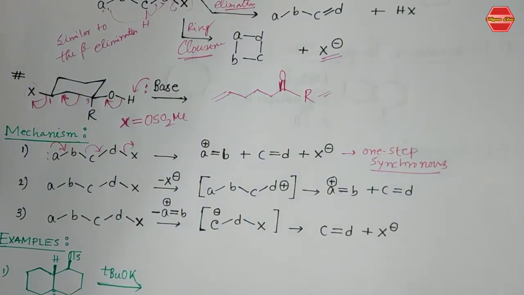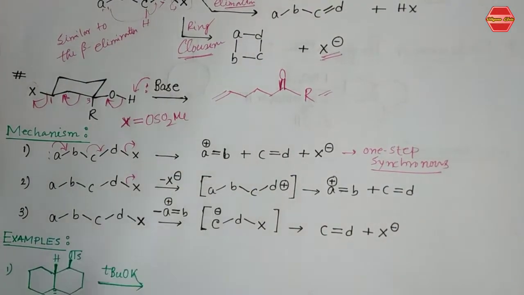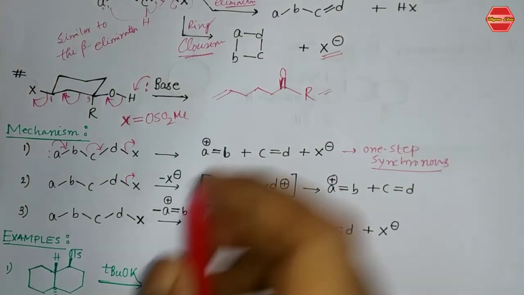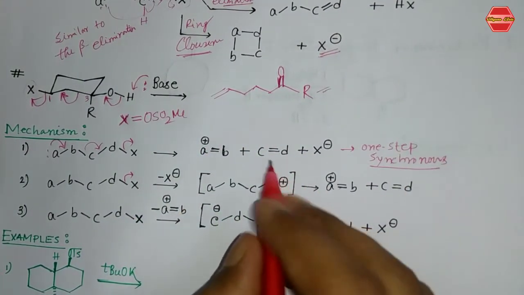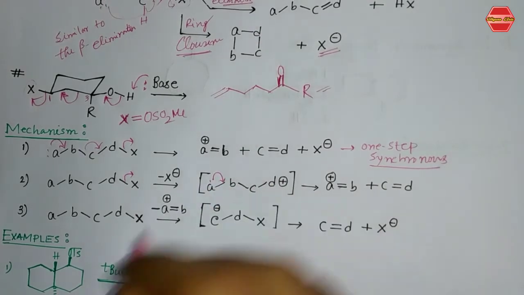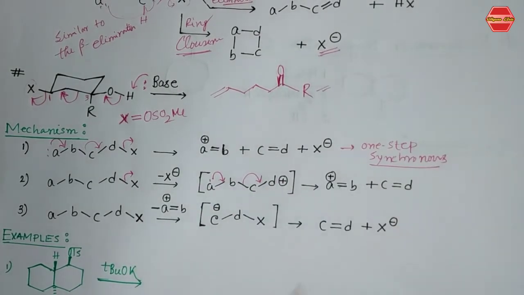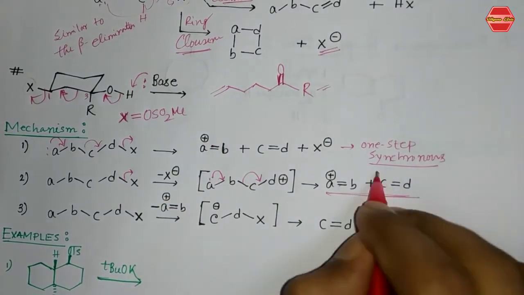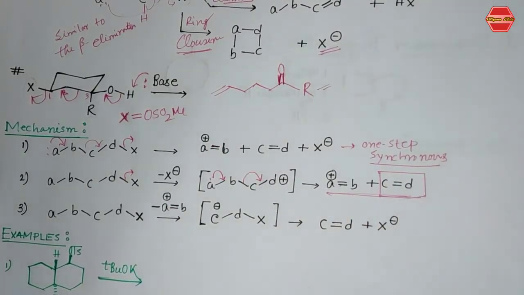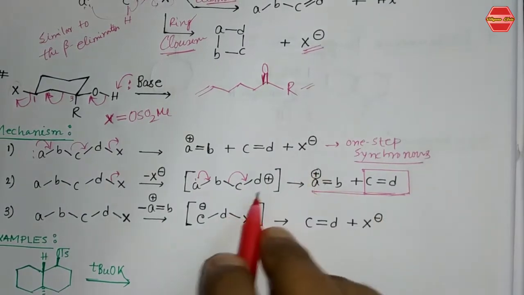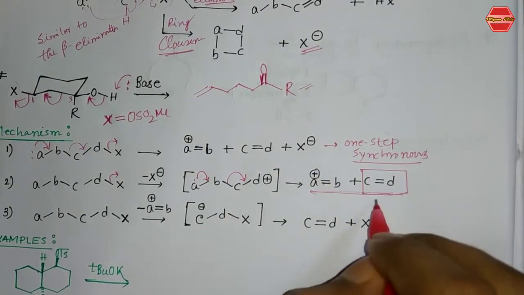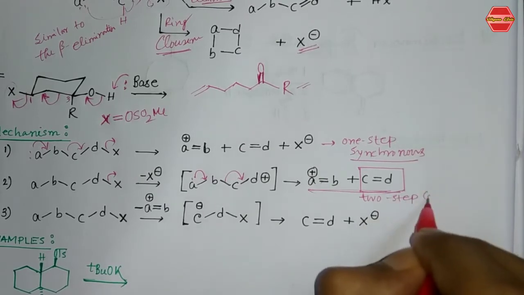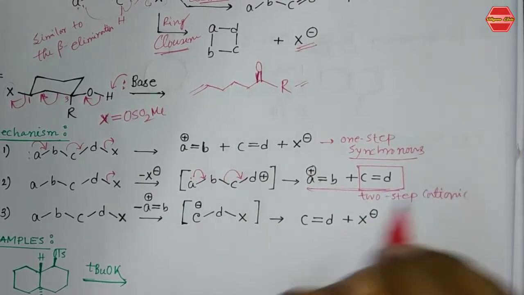Now the second process is that X will leave from the system. If X is quite a stable group, it can leave from the system easily, so then we are getting this kind of intermediate and this lone pair pushes back over here and it will get over here. Now we are getting the same product from here. So this is our major product from this kind of reaction. So this is basically called the 2-step cationic pathway, right?